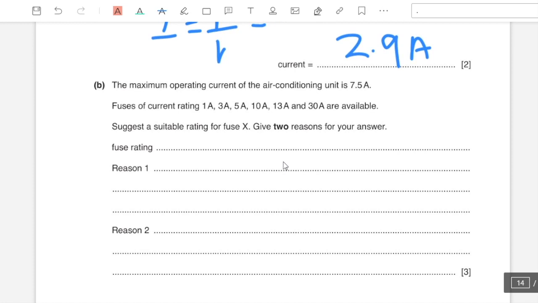B. The maximum operating current of the air conditioning is 7.5 amperes.